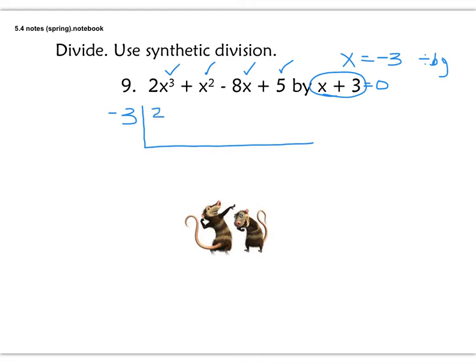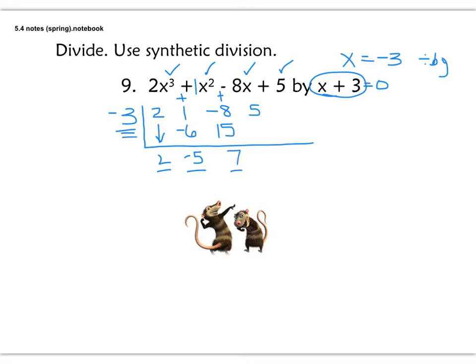Coefficients, so the 2 from the x cubed, the unspoken 1 from my x squared, negative 8 from the x, 5 for my constant. We always drop down the first term, and we start from here. So multiply negative 3 and 2 is negative 6, and then we add 1 plus negative 6 is negative 5. Multiply negative 3 times negative 5 is a positive 15. And then we add negative 8 and 15 is 7.